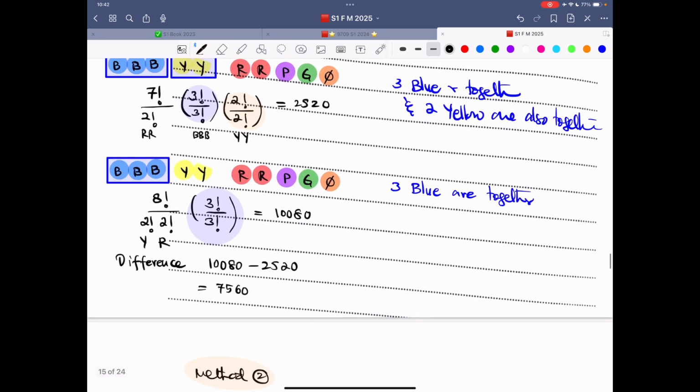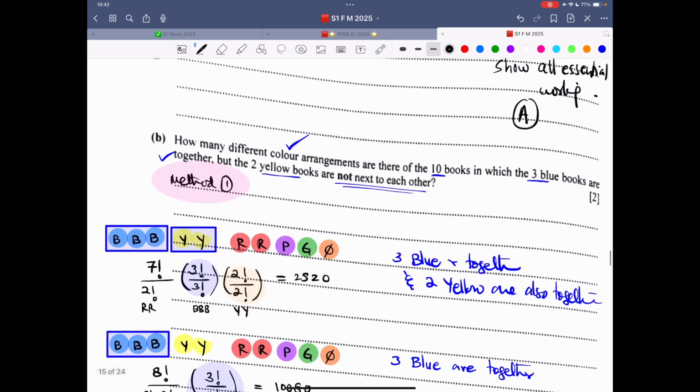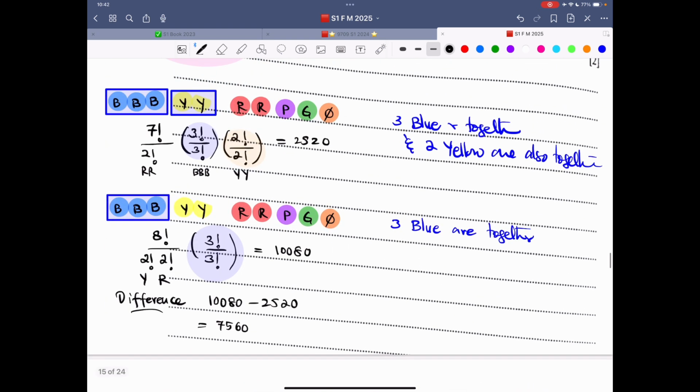So now we are looking for the difference, because we want the 3 blue books together, but the 2 yellow books not next to each other. This is the concept of mutually exclusive. Without any restriction on the yellows, minus the case where the 2 yellows are together, will give you the 2 yellows not together, but the blues together. Blues together only, minus blues together and yellows together, gives blues together, yellows not together. That is the concept used over here.